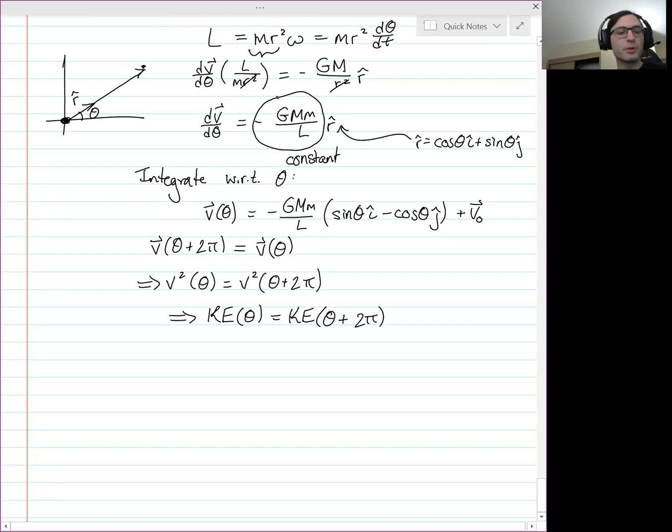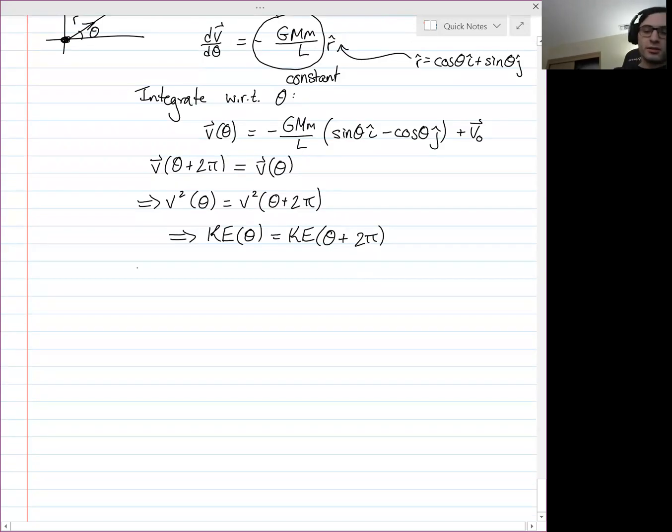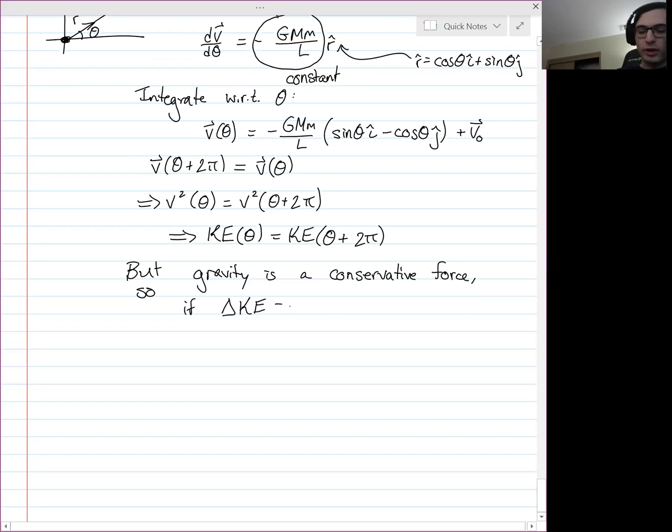But gravity is conservative. Right? We know this to be true. So that means that if the change in kinetic energy is 0, that tells us that the change in potential energy must be 0, right?